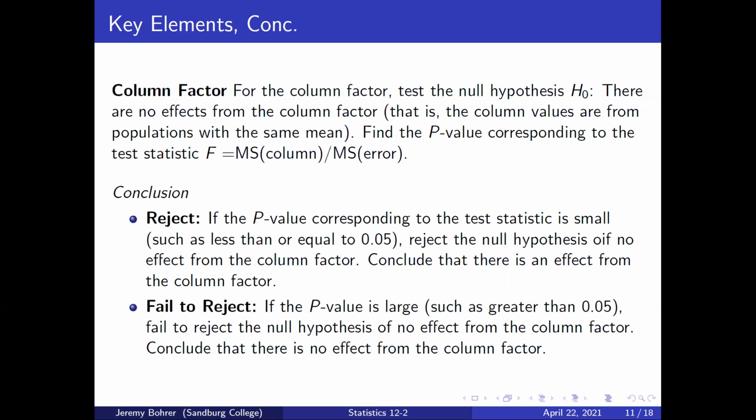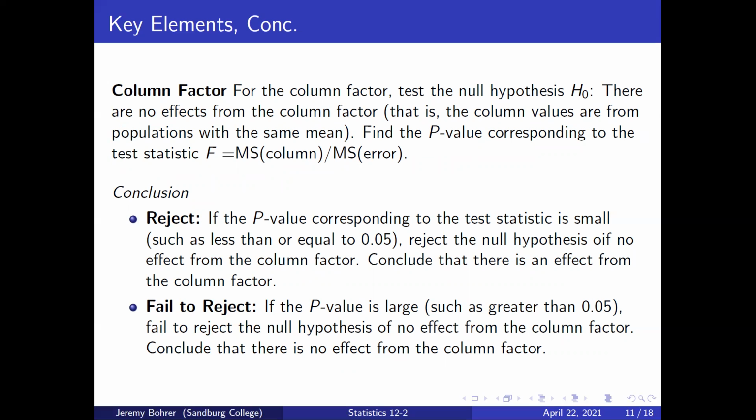For the column factor, test the null hypothesis H0: there are no effects from the column factor. That is, the column values are from populations with the same mean. Find the p-value corresponding to the test statistic F equals MS column divided by MS error. Conclusion: reject if the p-value corresponding to the test statistic is small, such as less than or equal to 0.05.